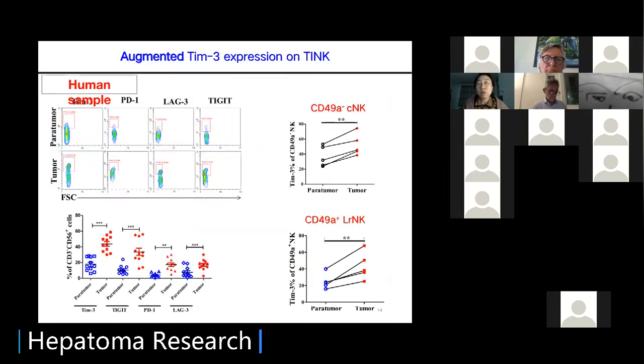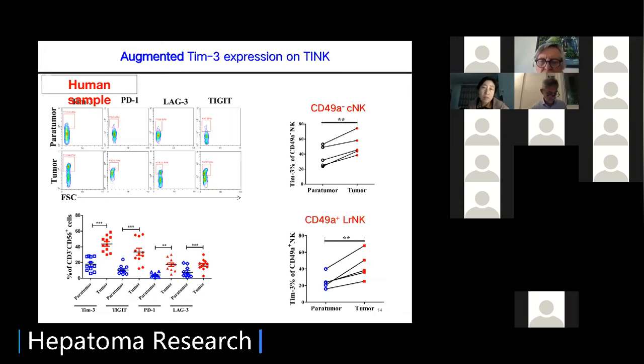So we compared the immune checkpoint expression in the tumor infiltrating NK cells within our human samples. As you can see, all four molecules, including TIM3, PD-1, LAG3, and TIGIT, are increased in the tumor site compared with the paratumor. Among all four molecules, the highest one is TIM3. And we can also see that TIM3 is increased not only in the CNK, but also in the liver resident NK cells.